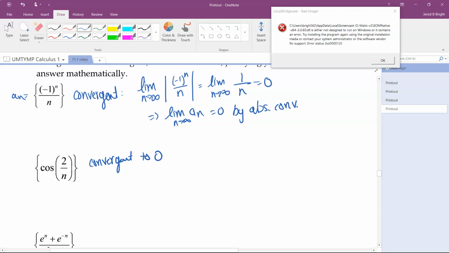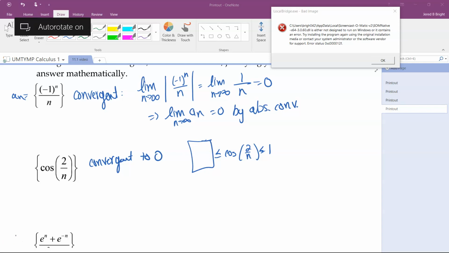Well, you could try the squeeze theorem. You could certainly say that cosine of 2 over n is less than or equal to 1, the sequence of 1, and that's certainly convergent. The only tricky thing is to figure out what this lower bound or lower function is.